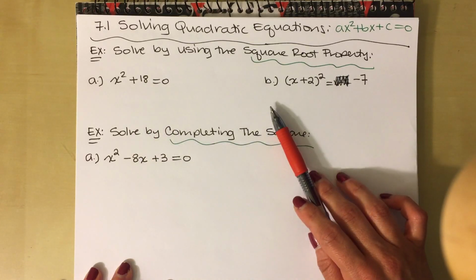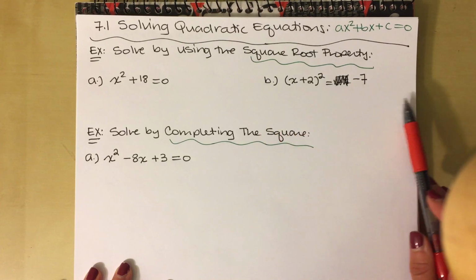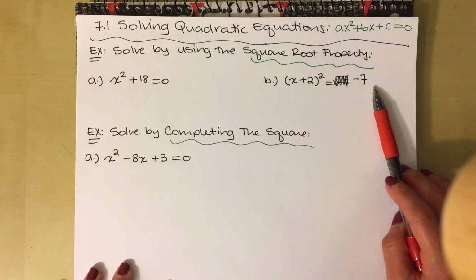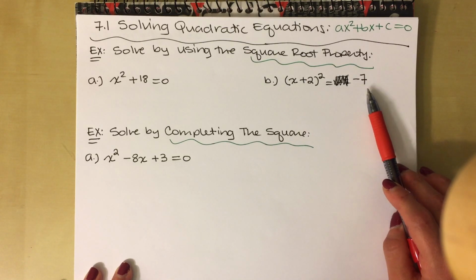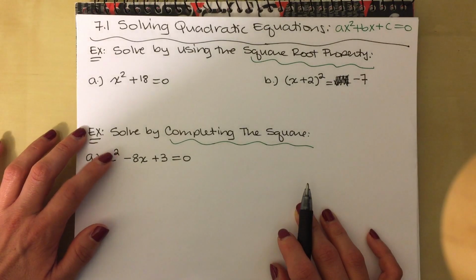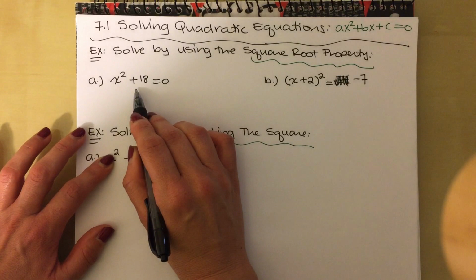The other way that you can use the square root property is if you have a binomial squared on one side and then just a number on the other side. Then we can also take the square root. So what we want to do first is isolate the part that's squared. Subtract 18.